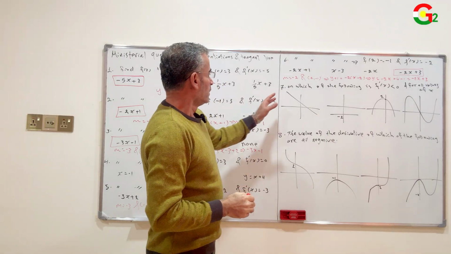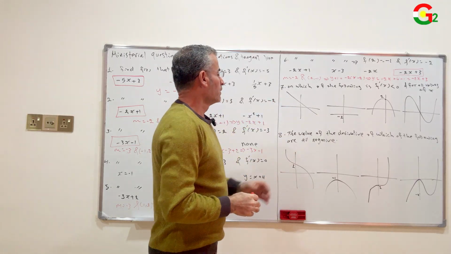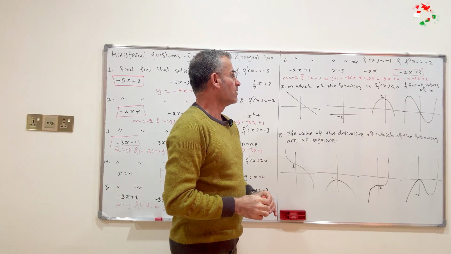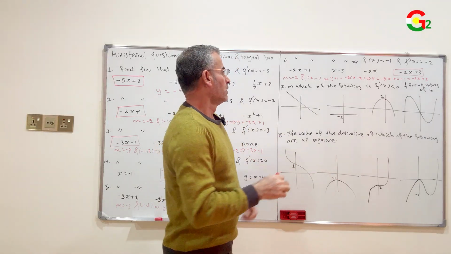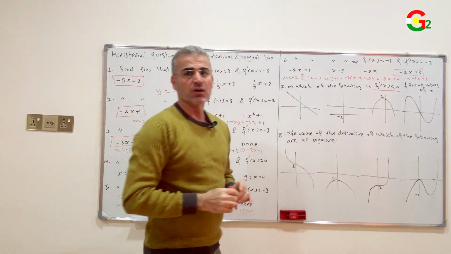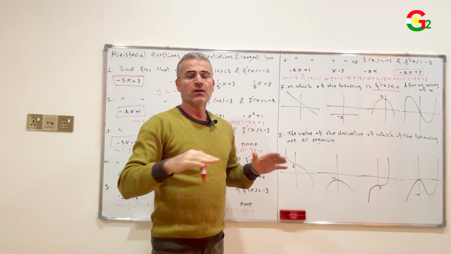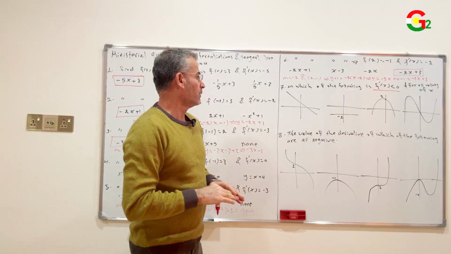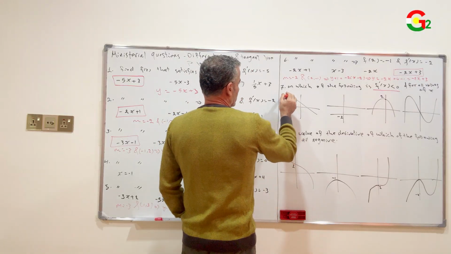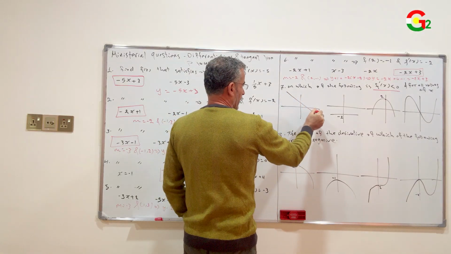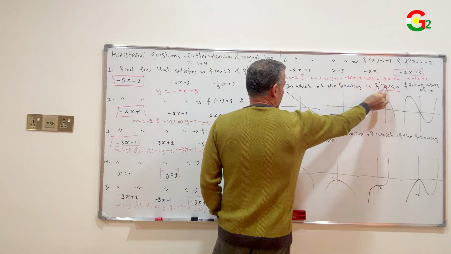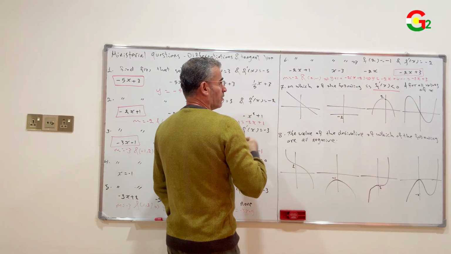On which of the following graphs is f prime of x less than 0 for all values of x? F prime of x is less than 0 when f of x is decreasing everywhere from negative infinity to positive infinity. This function is decreasing from negative infinity to positive infinity. Therefore, f prime of x is less than 0 for all values of x.